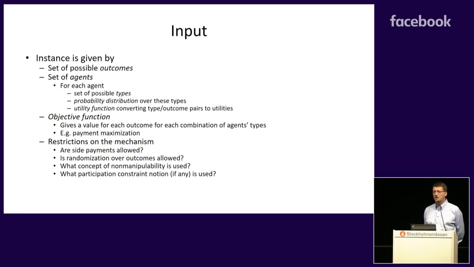But we still might want to have deterministic mechanisms because they're easier to understand and there's less variance and so forth. And actually there are very few, if any, real-world mechanisms that are fielded that are randomized. Then what concept of manipulability is used? What incentive compatibility notion? Are we talking about ex ante, ex interim, or ex post? And what participation constraint is used? Participation just means that we are motivating the agents to participate.